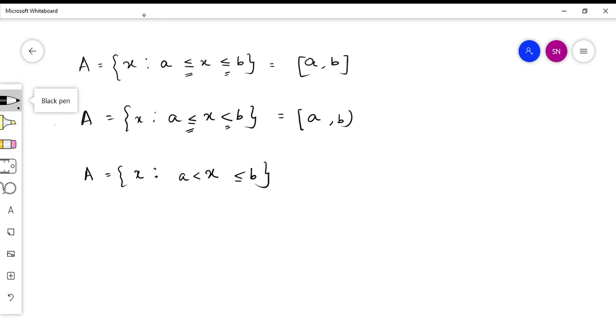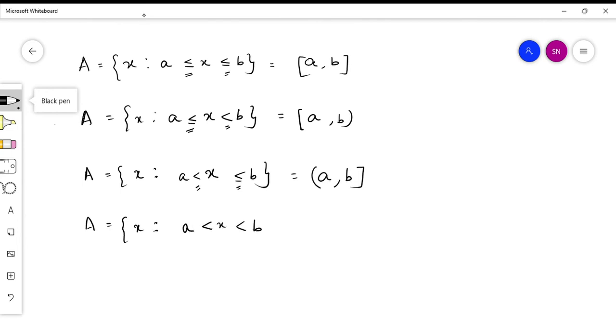So in this case what happens? I see a less than symbol with A. So what will I write? A curved bracket, comma, I see a less than or equal to symbol with B. So I will write B but include the value of B.